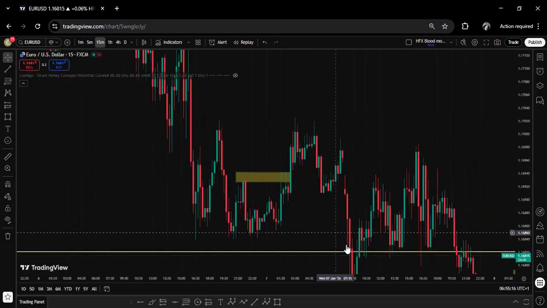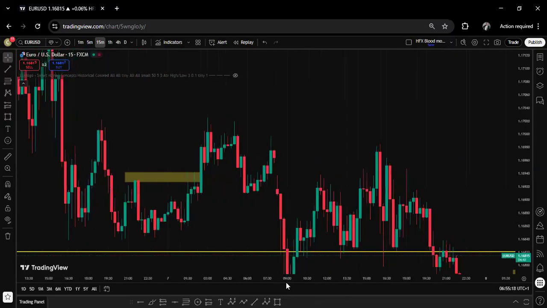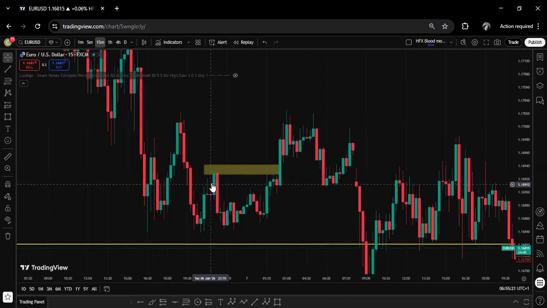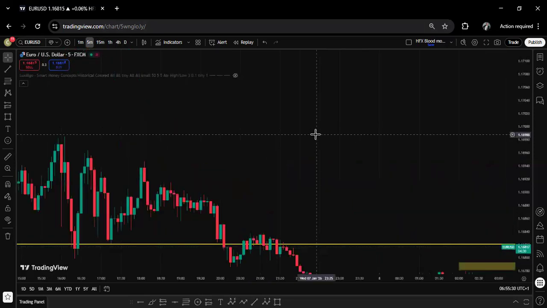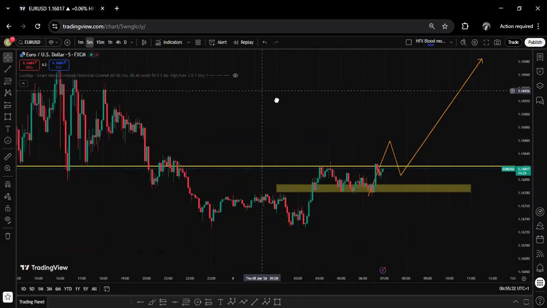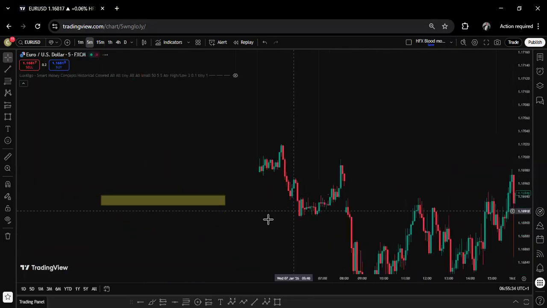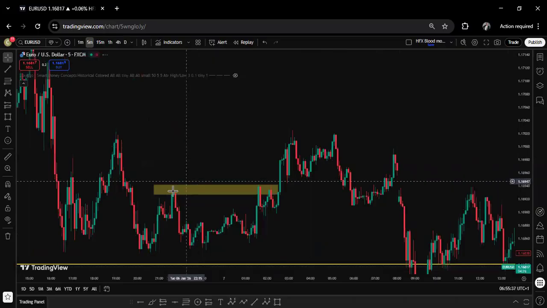The market came here, sold, came back here, respected, came back here, respected. Now, if you go down to the 5 minutes time frame, where's that point? Here. On the 5 minutes time frame, this is already a strong resistance according to you, right? The market came here, sold, came back here. In fact, this is a very good point to take that sell.